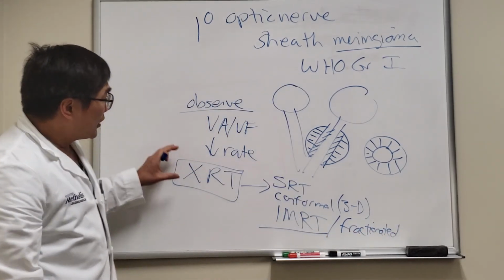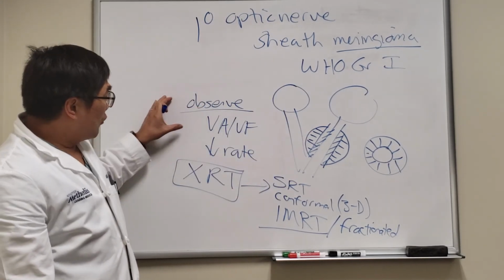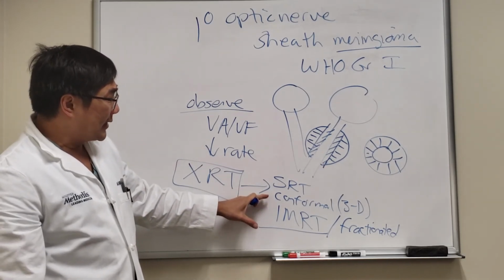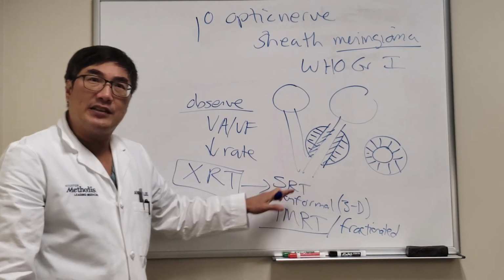And so the treatment of choice for the sheath meningioma that is primary, if you are trying to spare the vision or slow the progression, is stereotactic, conformal, intensity modulated, stereotactic, fractionated radiation therapy.